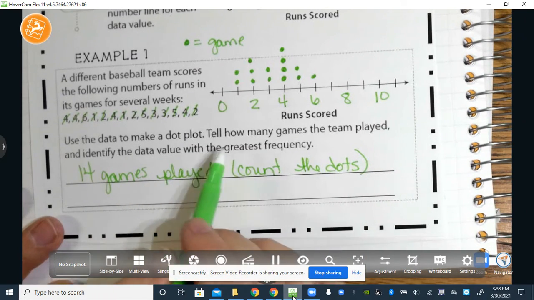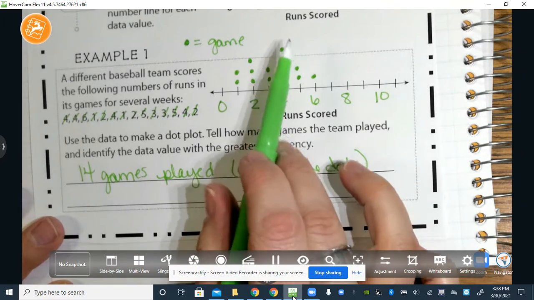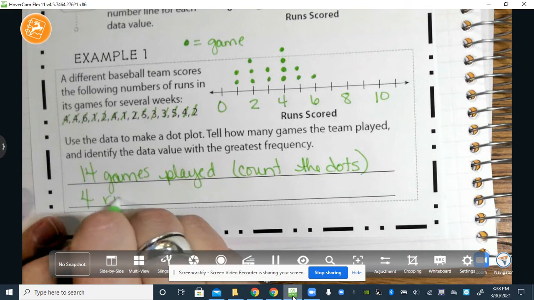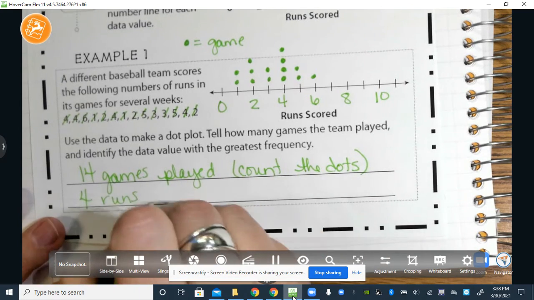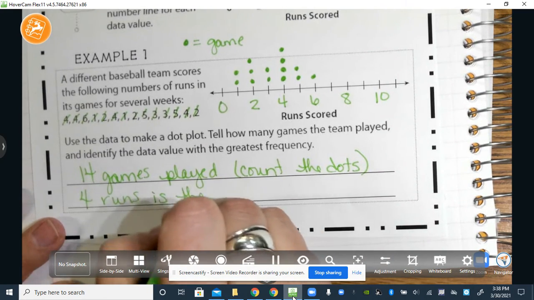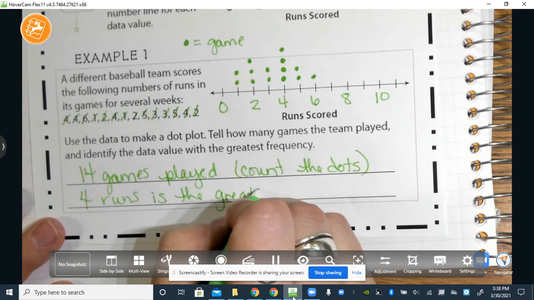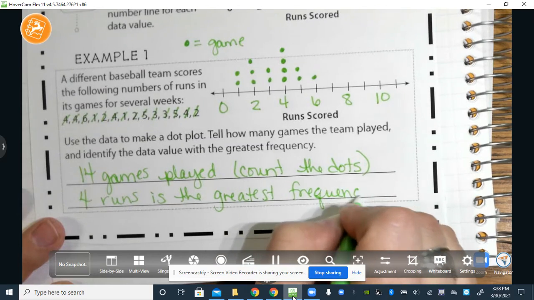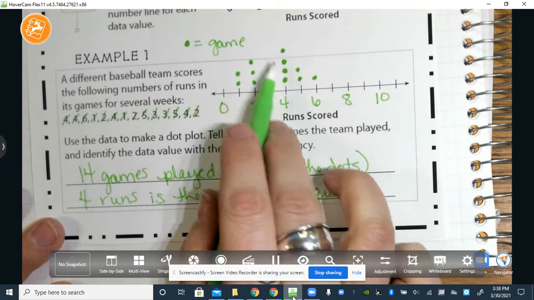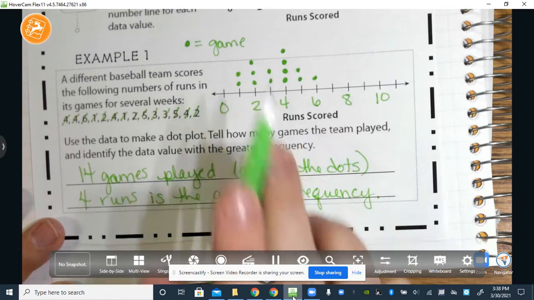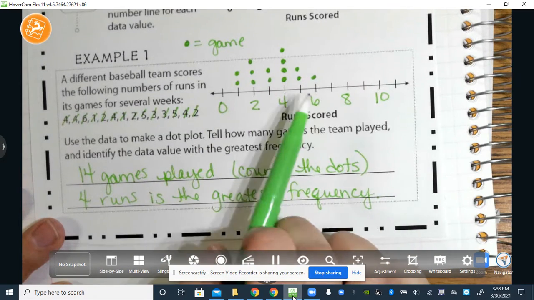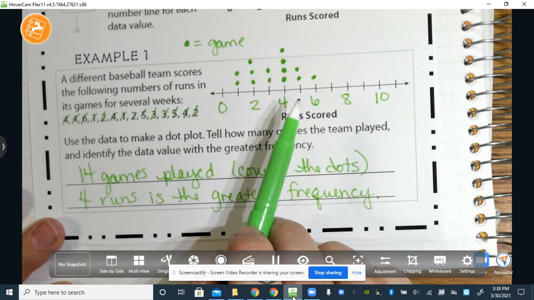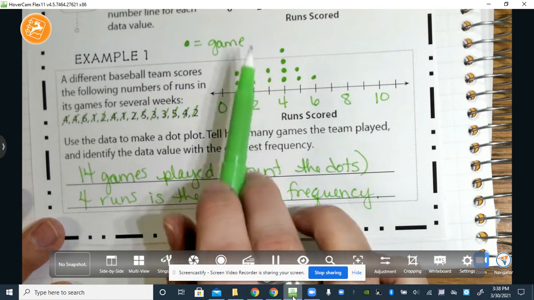Identify the data value with the greatest frequency. So if we look, we can visually see that 4 runs is the greatest frequency, because it occurred most. This was the most runs during that week. They scored mostly 4. Okay, that would be considered the mode.